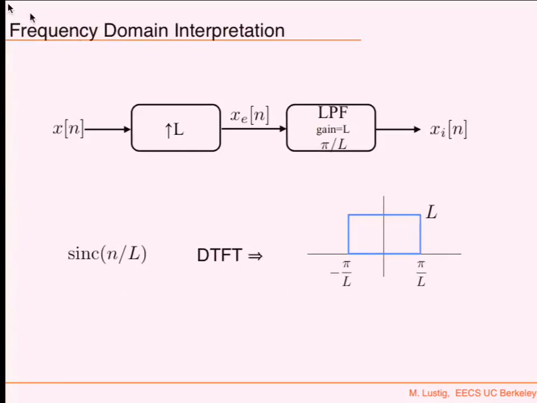So the frequency domain interpretation of this is the following. I've got x of n coming in. I upsample by a factor of L. I get x sub e of n. And now I low-pass filter it with a gain of L and a cutoff frequency of pi over L to get back my interpolated signal. If you look at the DTFT of sinc(n/L), it's really just an ideal low-pass filter that goes from minus pi over L to pi over L.